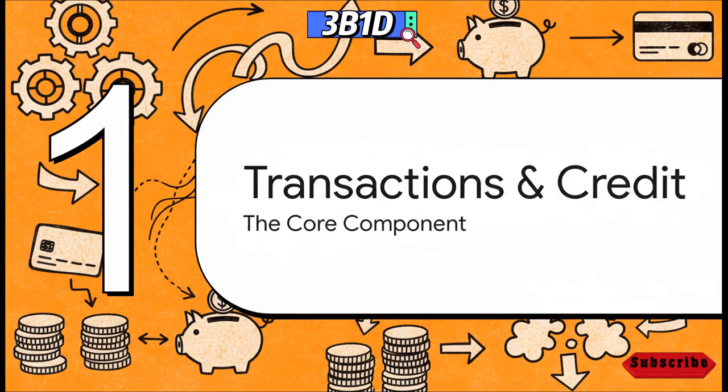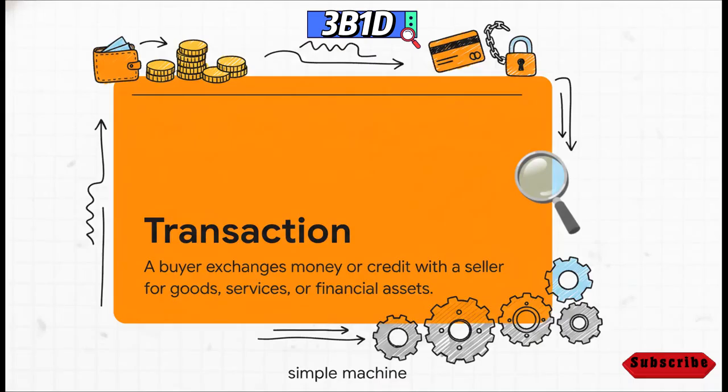But before we get to those huge forces, we have to start small. We've got to look at the machine's smallest, most fundamental gear, the one that makes everything else turn. We're starting with the transaction. It really is that simple. Every time you buy a coffee, pay for Netflix, or even buy a stock, you're creating a transaction. And the entire economy is literally just the sum of all those transactions happening at any given moment.